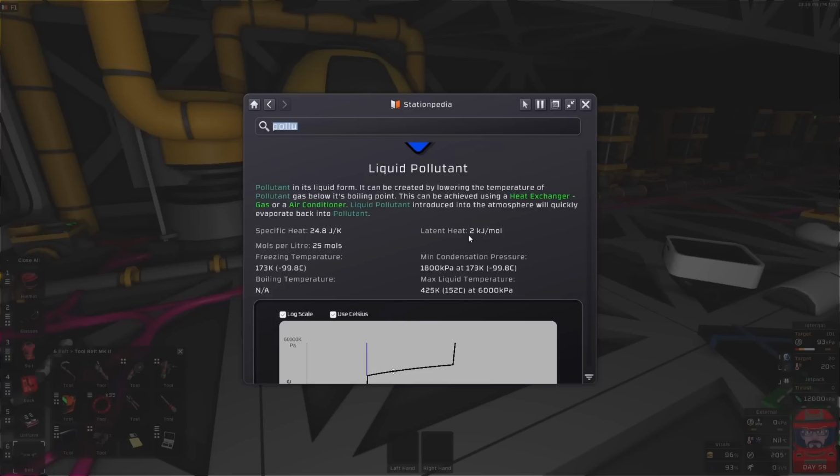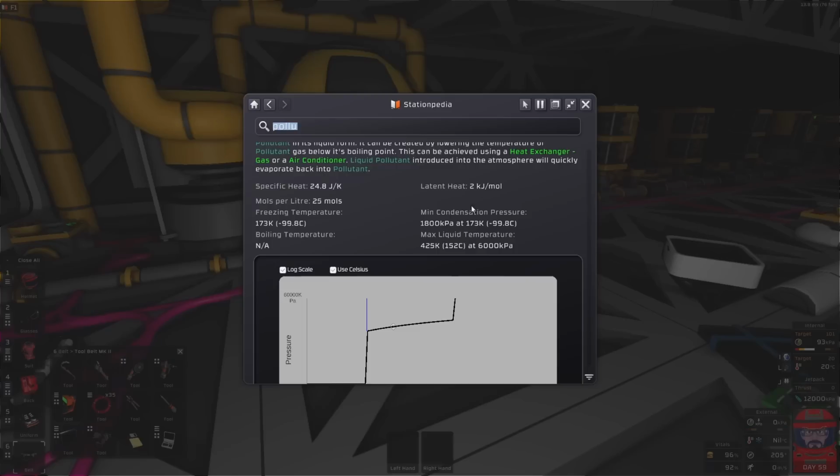Another thing we want to look at is the latent heat, 2 kilojoules per mole. It's not the highest. We have nitrous, which is 4, and we have water, which is at 8. I could use them because both of them will work at these temperatures as well. The reason I've chosen pollutant over nitrous and water is that I have pollutant. I don't have the other two, well, not enough of it to use anyway.